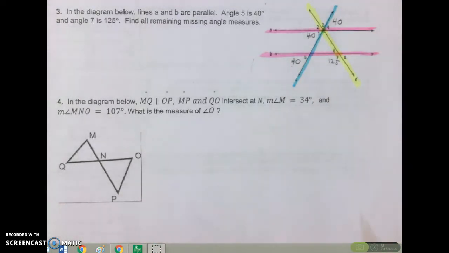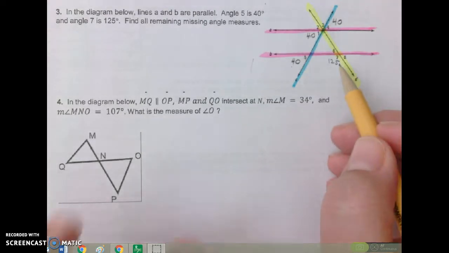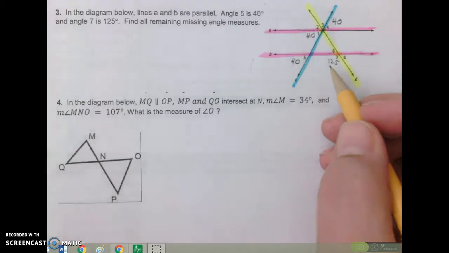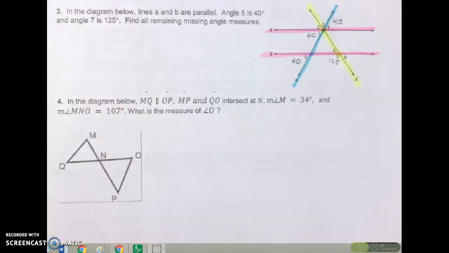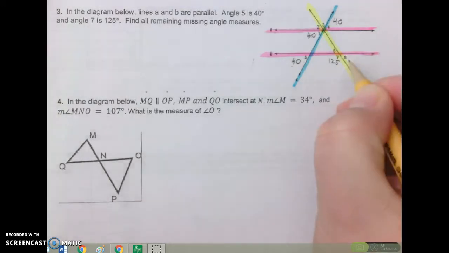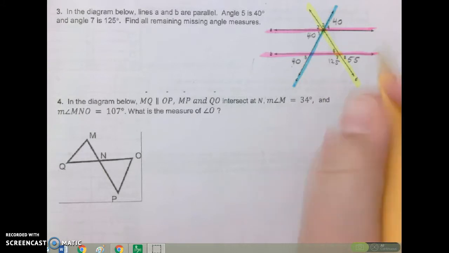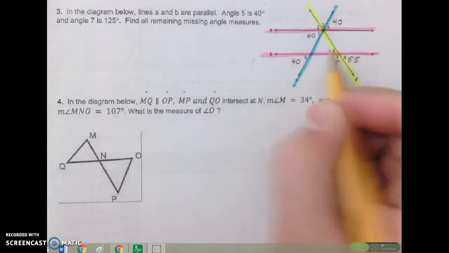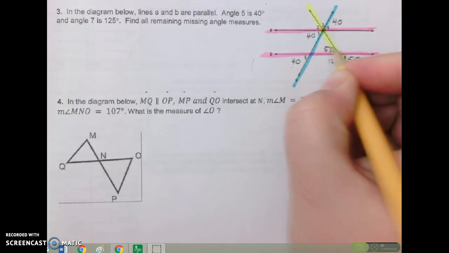Well, I know that 7 and 8 are a linear pair, which means they have to add to 180 degrees. So if you subtract 125 from 180, you find out that angle 8 has to be 55. And angle 6 is also a linear pair to angle 7, and it's vertical to angle 8, so 6 would also be 55.